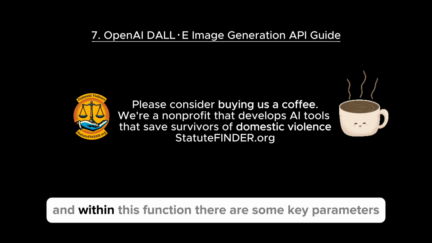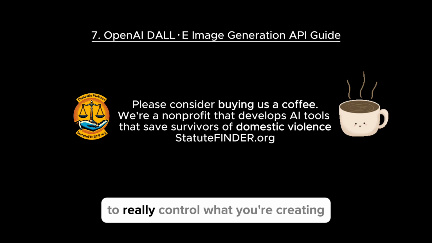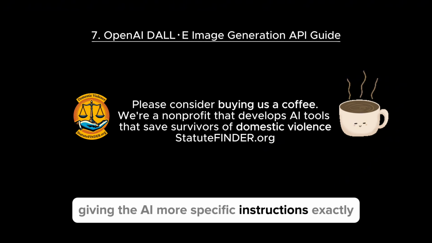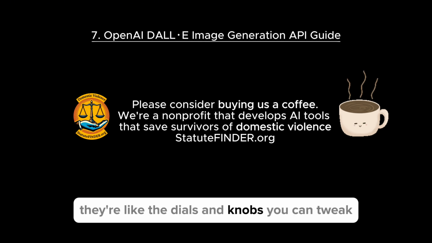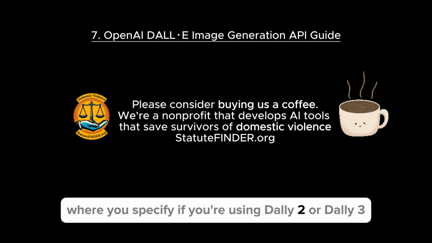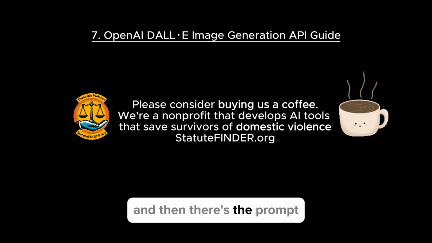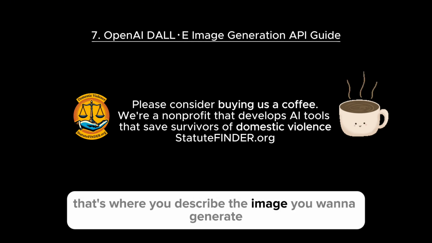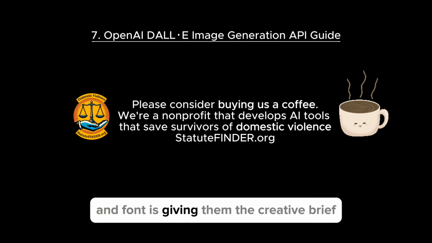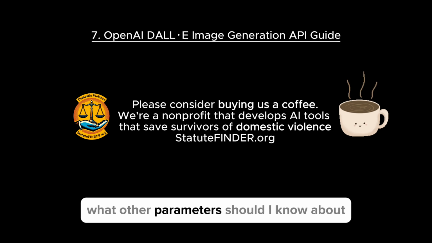Precisely. And within this function, there are some key parameters you need to understand to really control what you're creating. Parameters, is that like fine-tuning my request, giving the AI more specific instructions? Exactly. They're like the dials and knobs you can tweak. You've got the model parameter where you specify if you're using DALL-E 2 or DALL-E 3. And then there's the prompt. That's where you describe the image you want to generate. Let your imagination run wild. So model is like picking my artist, and prompt is giving them the creative brief. What other parameters should I know about?